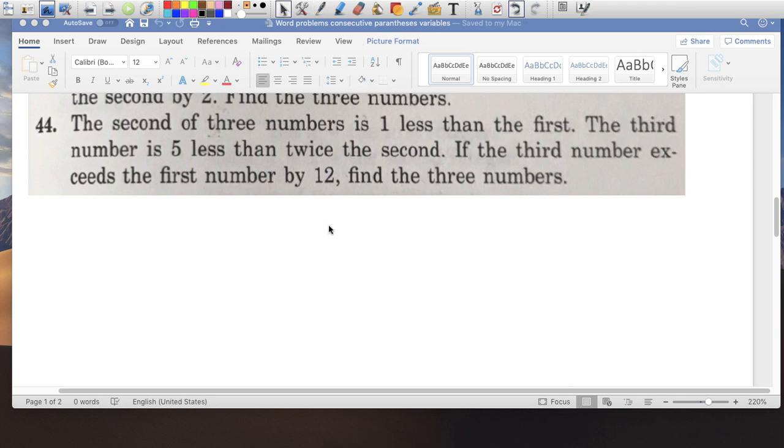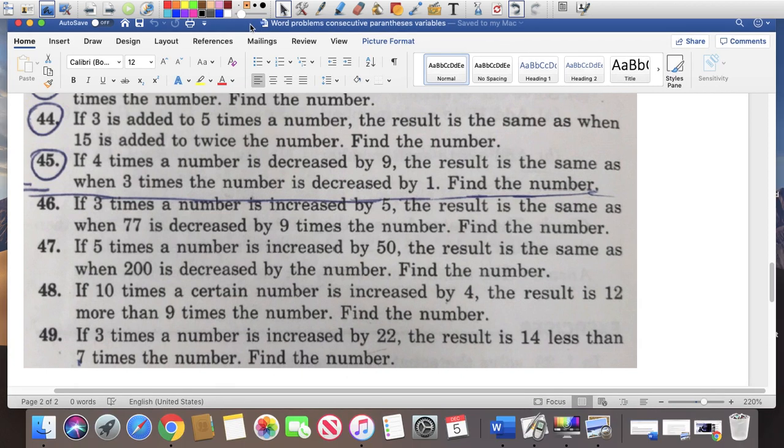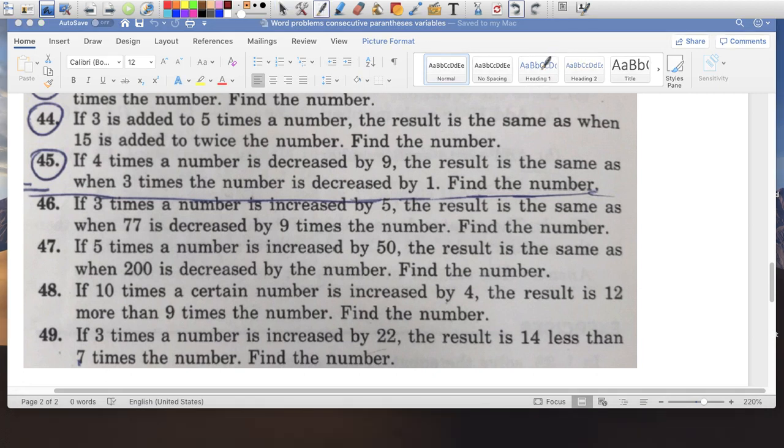46 on the other side, if I can find, yes, there is 46. Okay, so 46. If 3 times the number is increased by 5, the result is the same thing as when 77 is decreased by 9 times the number. So basically, that's it. Find the number.